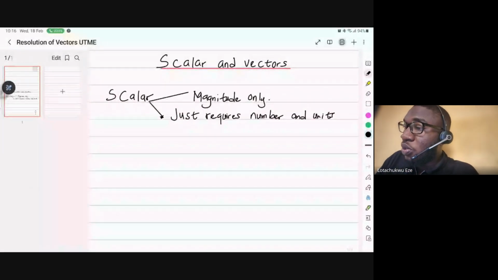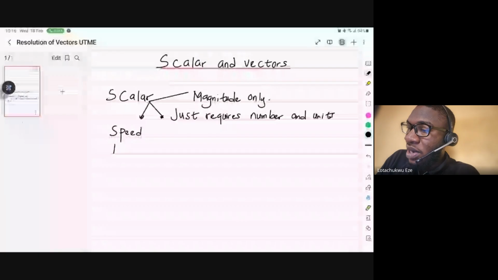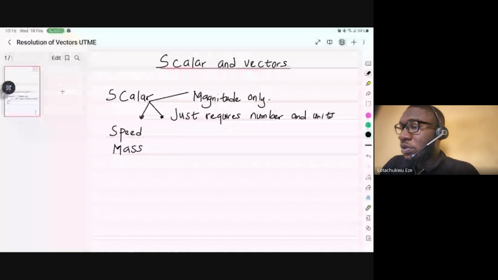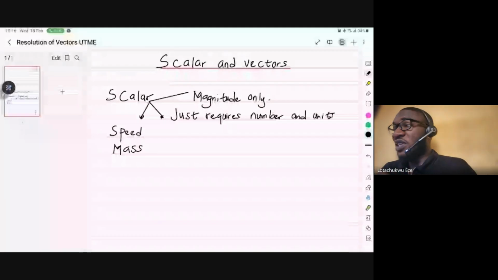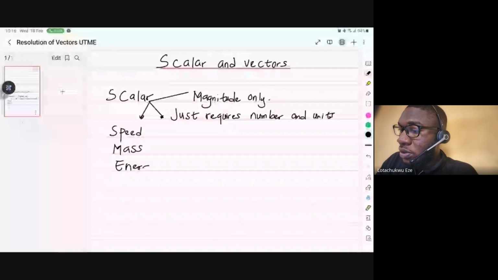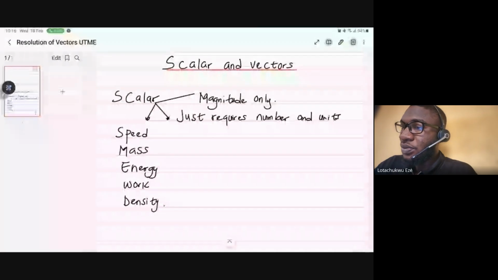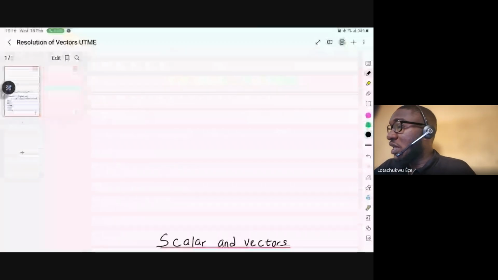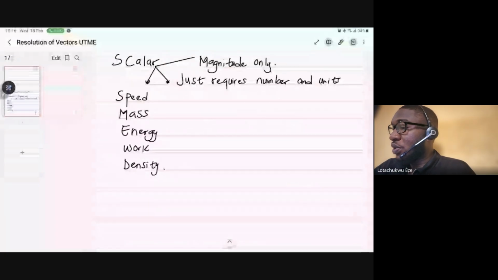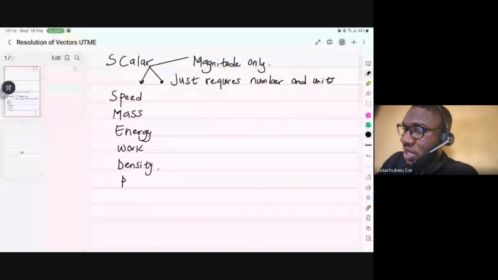So examples include, we're going to write as much as possible. So we have speed, you have mass, you can contribute as well so that it will be very fast. I know that everybody's following me. We have mass, we have energy, we have work, we have density. All of these things, they don't make reference to direction. We have density, we have pressure. Which other one am I forgetting, guys? We have pressure, we have distance. Yeah, distance is a scalar quantity.